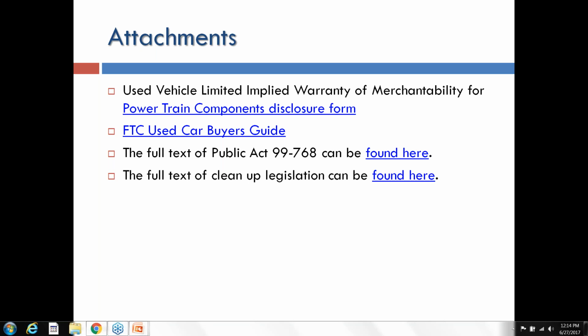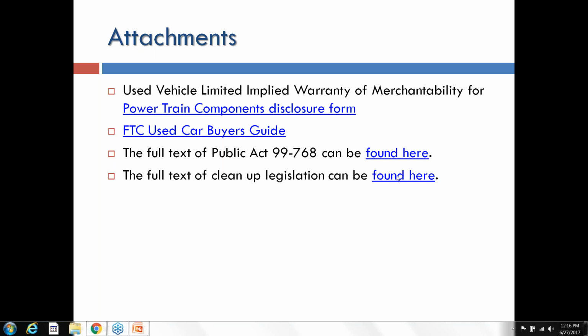Sorry. So for vehicles that are covered, you would still use the implied warranties version of the form, but instead of checking the implied warranties only box, you would be checking the dealer warranty box on the form.